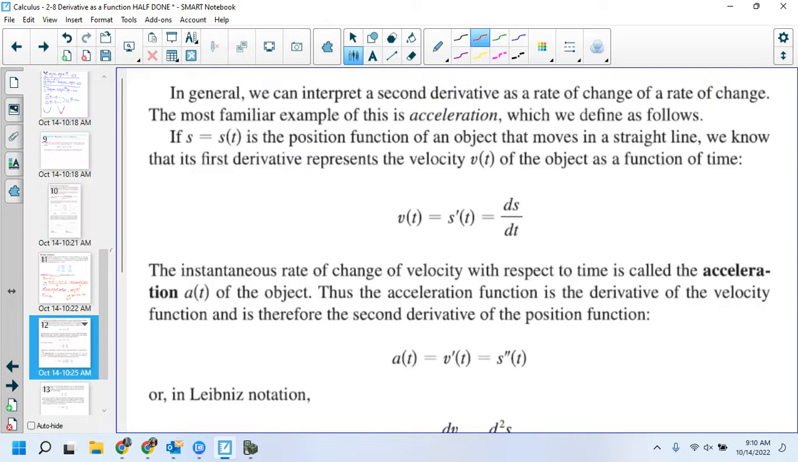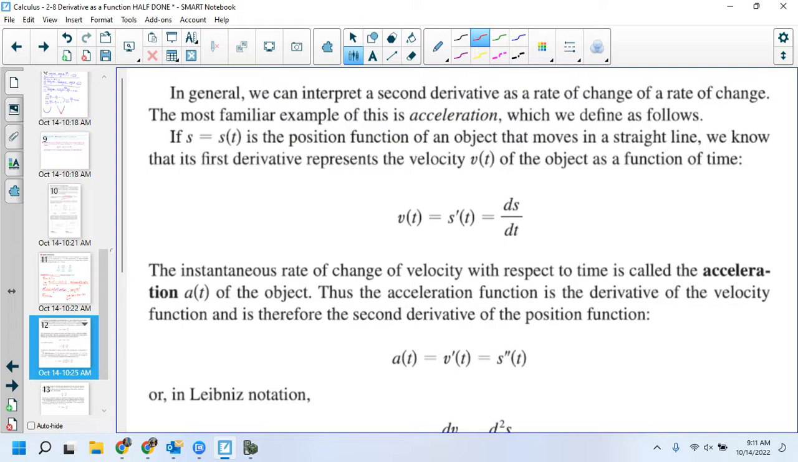In general, we can interpret a second derivative as the rate of change of a rate of change. Now, let me ask you: how fast does velocity change? What am I actually asking about that? Acceleration. If I'm thinking about the change in velocity, I am accelerating. So that must mean that the derivative of velocity is acceleration, right? So we can also conclude the double derivative of position is acceleration, right?